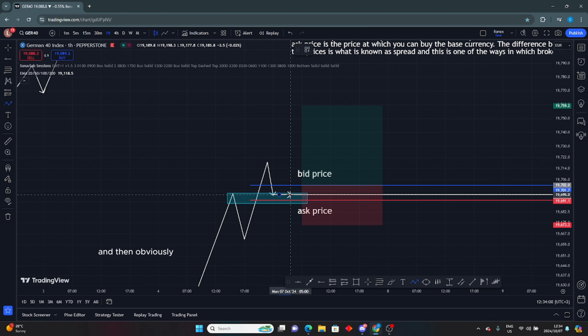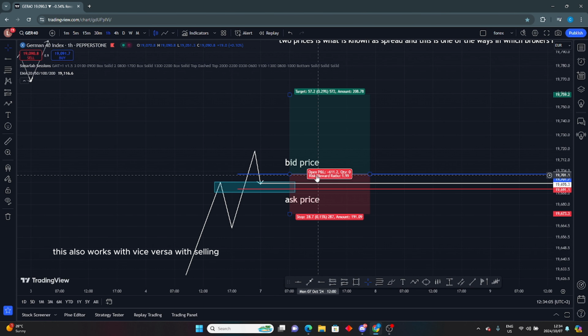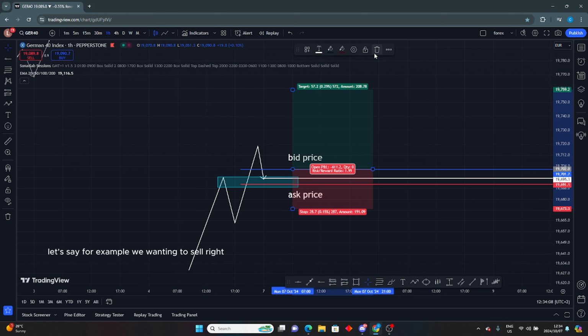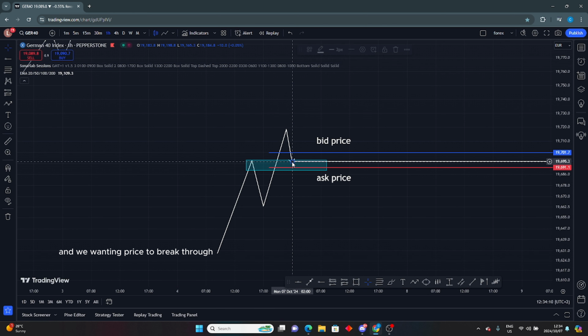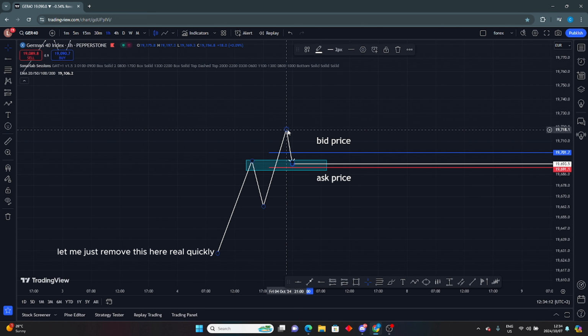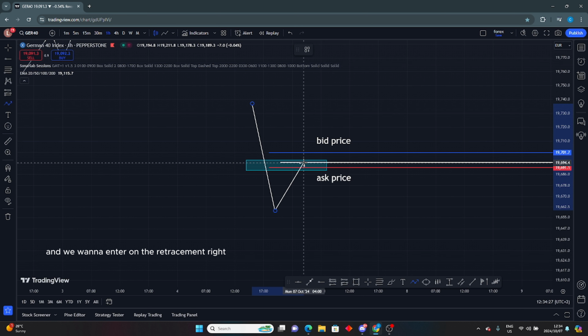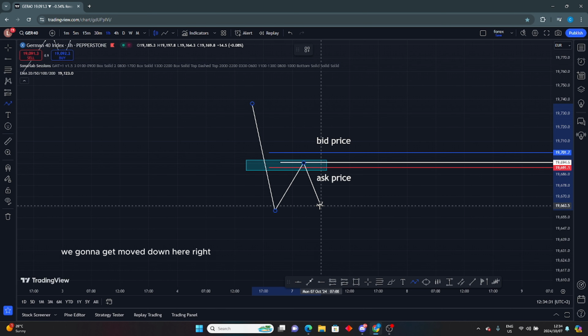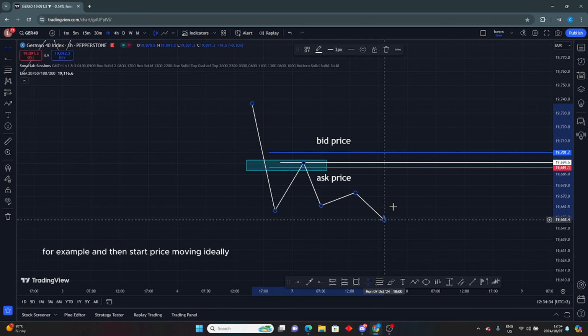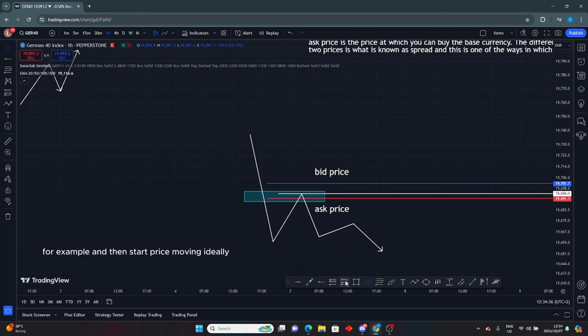And then obviously this also works vice versa with selling. Let's say, for example, we're wanting to sell, right? And we're wanting price to break through. Let me just remove this here real quickly. An example of a sell: let's say price is pulling down here, breaks through, retraces, and we want to enter on the retracement, right? We're going to get moved down here, for example, and then price starts moving. Ideally, exactly like with the bid price when you're entering a buy, we're going to get the ask price for shorts.